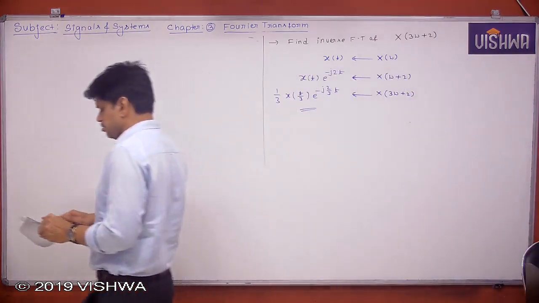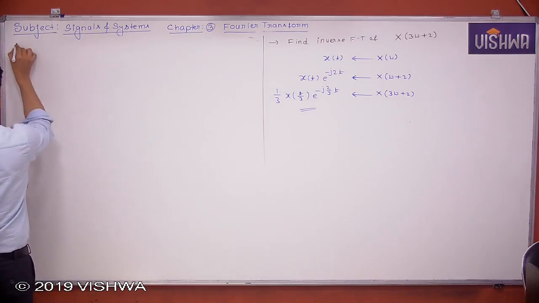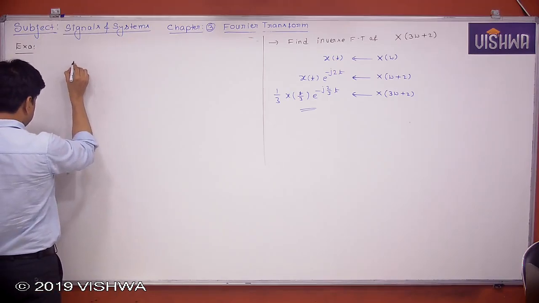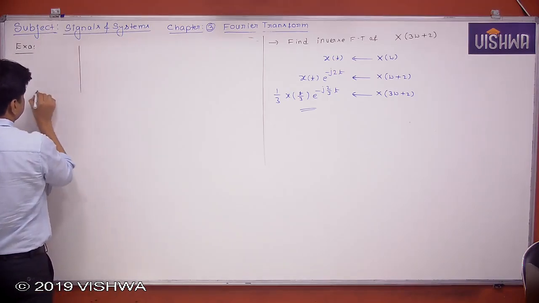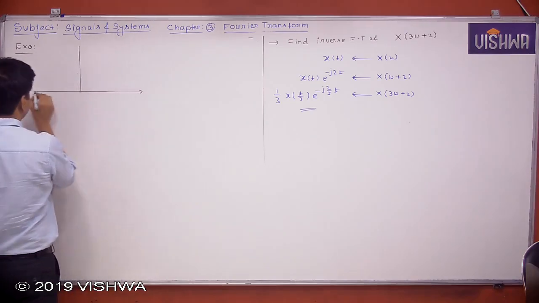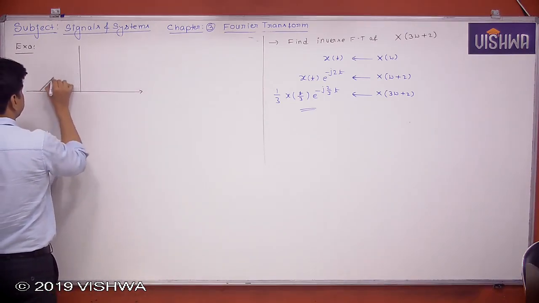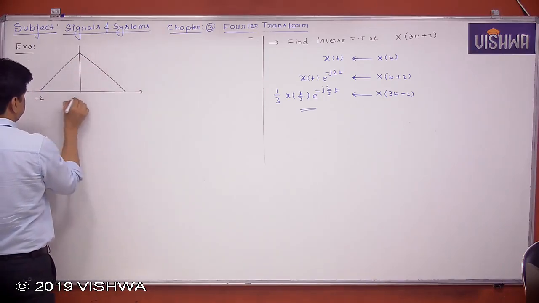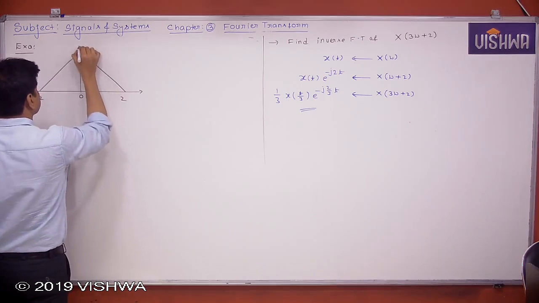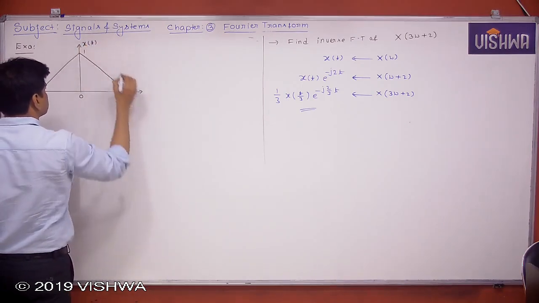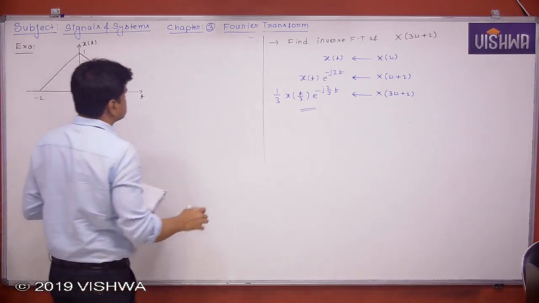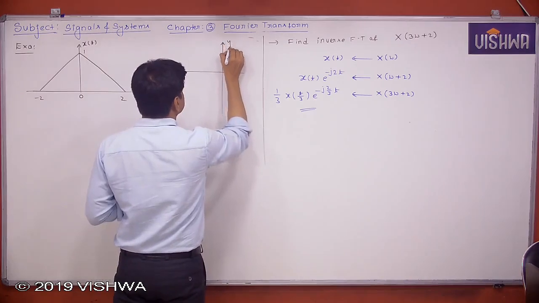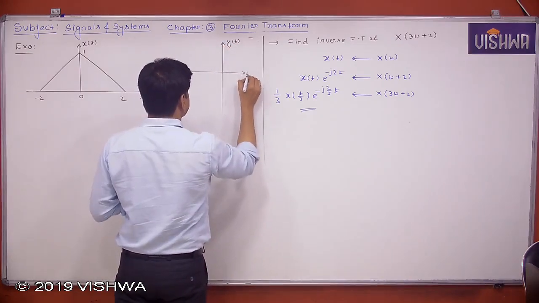Let's take an example. Two signals are given like this, x of t with respect to t, and y of t with respect to t.